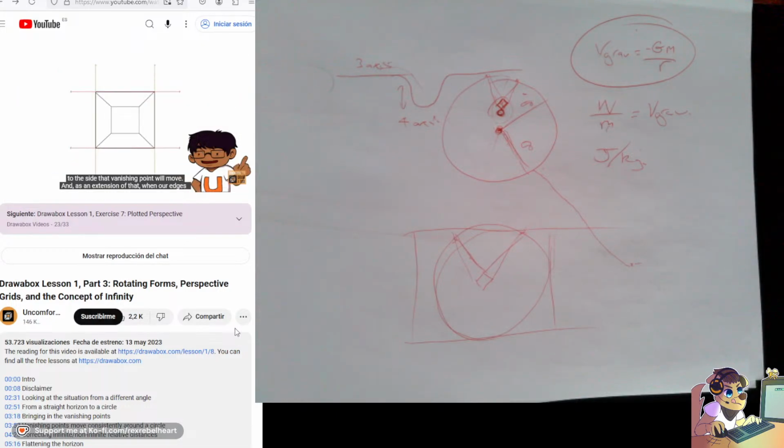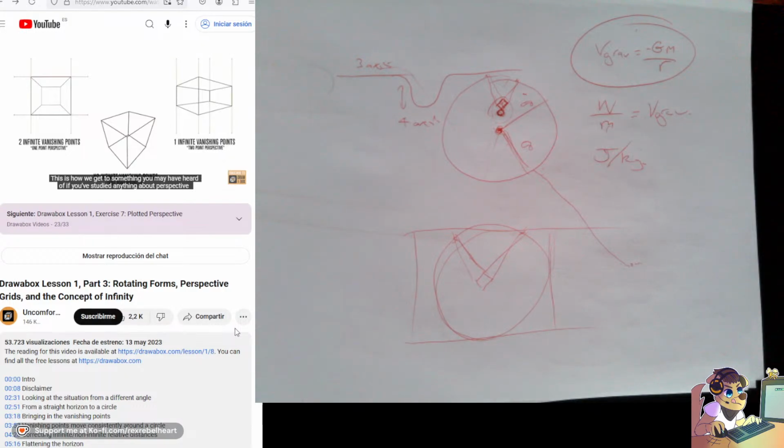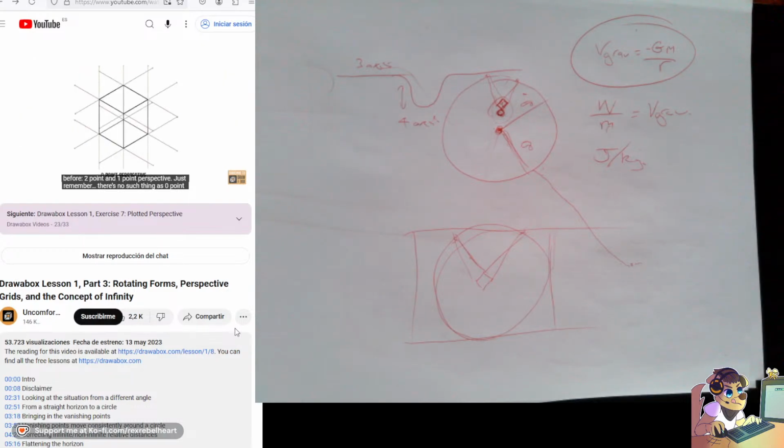And as an extension of that, when our edges are fully and perfectly perpendicular to the viewer's angle of sight, the vanishing point will be infinitely far, resulting in the lines that represent those edges on the page never converging and remaining entirely parallel, both in 3D space as edges and in 2D space as lines. This is how we get to something you may have heard of if you've studied anything about perspective before: 2-point and 1-point perspective. Just remember, there's no such thing as 0-point perspective.